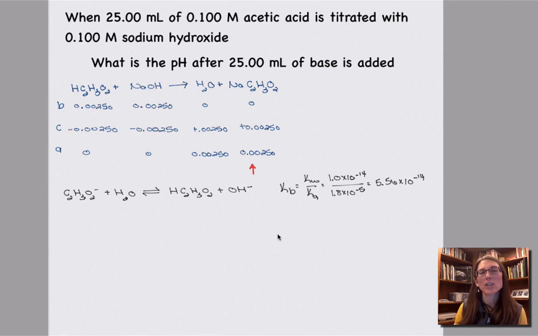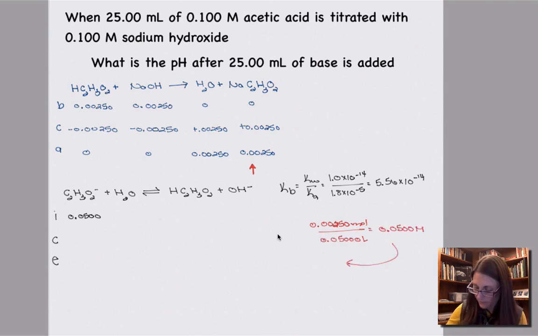So we do need to go back and turn this into an ice table with concentrations in it. And so the concentration of the acetate was the moles of the acetate that were present in solution divided by the now total volume of solution, which is 50 milliliters. Because there were 25 milliliters of acid, we've added 25 milliliters of base. And so I have my concentration of 0.050 molar acetate. That is then going to abstract a hydrogen and act as a hydrogen acceptor from the water. And in that process, it reforms a little bit of acetic acid and the hydroxide that's going to determine the pH of this solution.